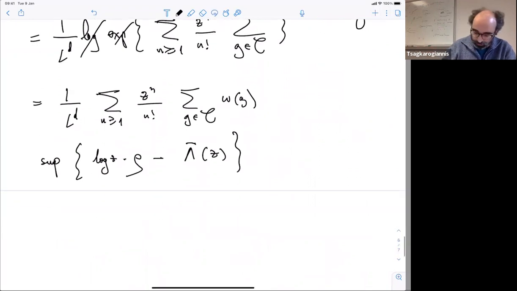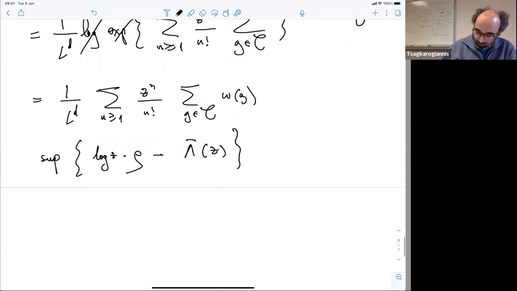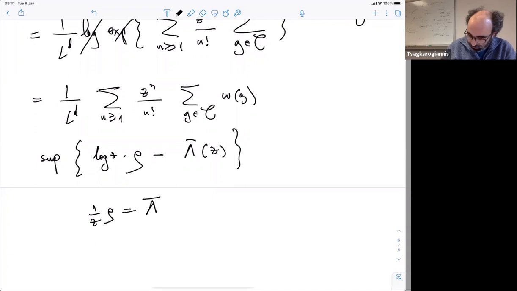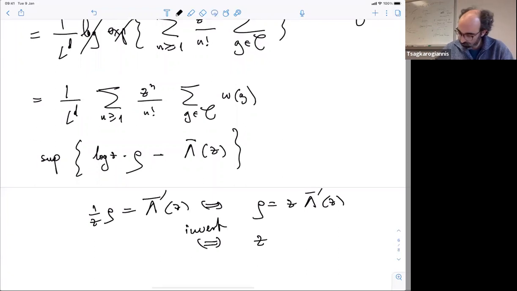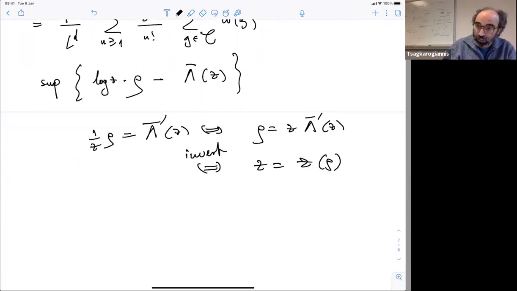So if I want to compute the supremum, I just take the derivative if I am in the real line. If I am in the inhomogeneous case, I have to do it in the right functional space. And here is where the whole trouble comes for the inhomogeneous case. And so if I take the supremum, the derivative will be 1 over z rho equals lambda bar prime of z. And this will tell that the supremum occurs here. So I would need to invert this and find a function and plug it back and obtain lambda bar star of rho.